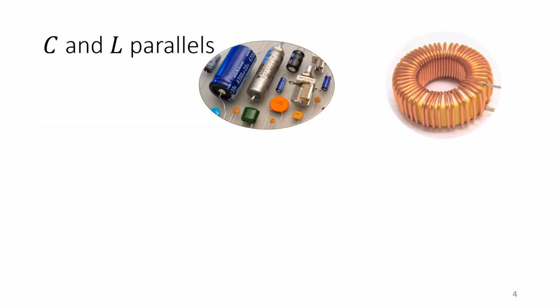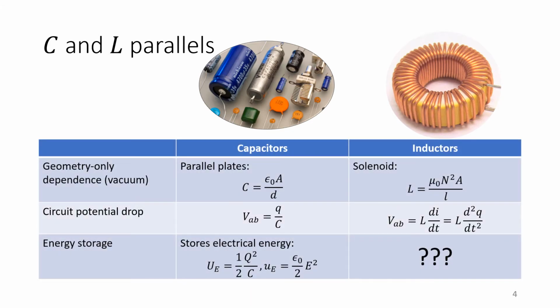Comparisons between capacitors and inductors were also made in the last lecture. In vacuum, they both share geometry-only dependence, as seen in the examples of a parallel plate capacitor and a solenoid. This property extends to all configurations as long as the system remains in vacuum, or free space.